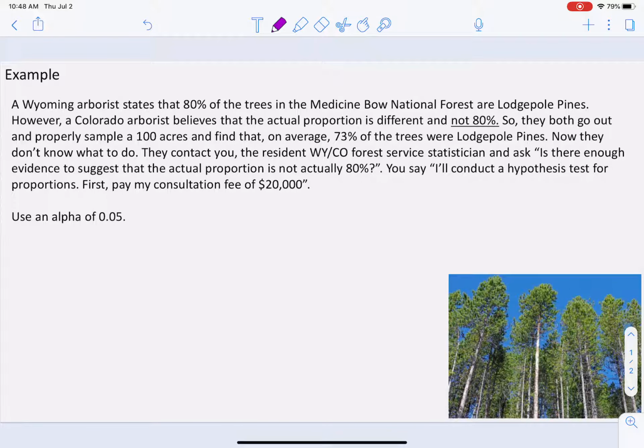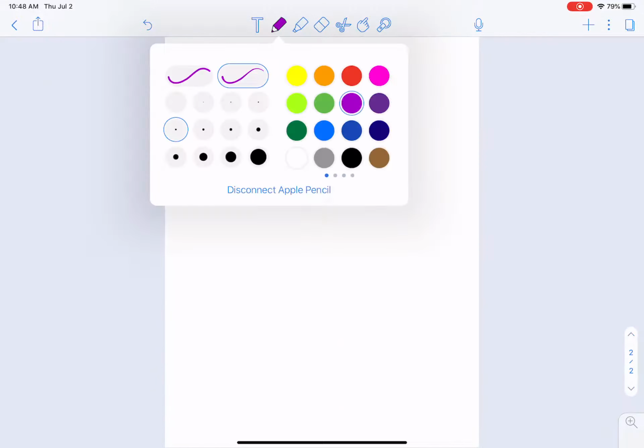So the first step is to write down your research question, which in this case is: is there enough evidence to suggest that the actual proportion is not 80%? Or, are lodgepole pines really not 80% of the trees in Medicine Bow? That's our research question. I'm not going to write it down because it's already there, but we will write down step 2. Let me zoom in here.